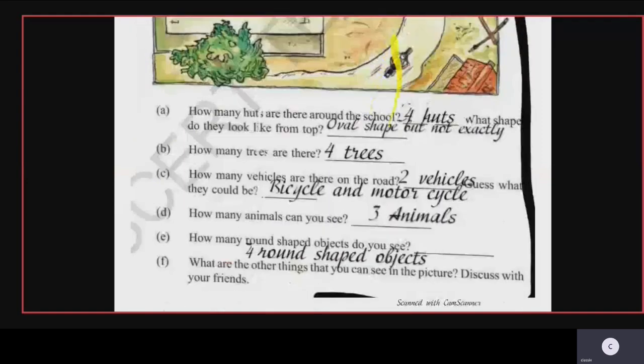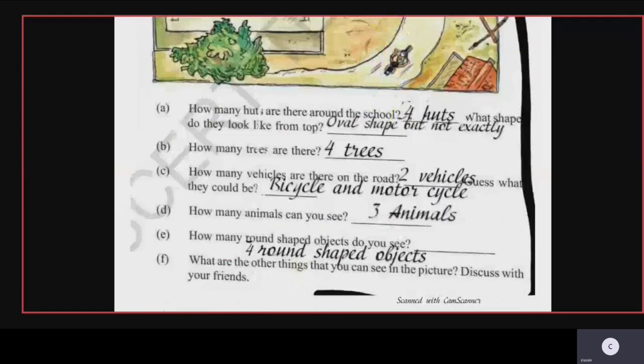How many huts are there around the school? Answer is 4 huts. What shape do they look like from top? Answer is oval shape, but not exactly oval. Okay. The next B question, how many trees are there? Answer is 4 trees. C question, how many vehicles are there on the road? Answer is 2 vehicles. The second part of the question, guess what they could be? So for that answer is bicycle and motorcycle.